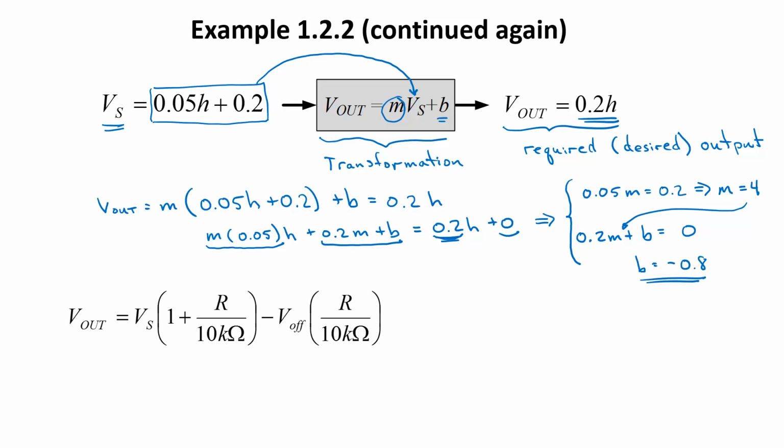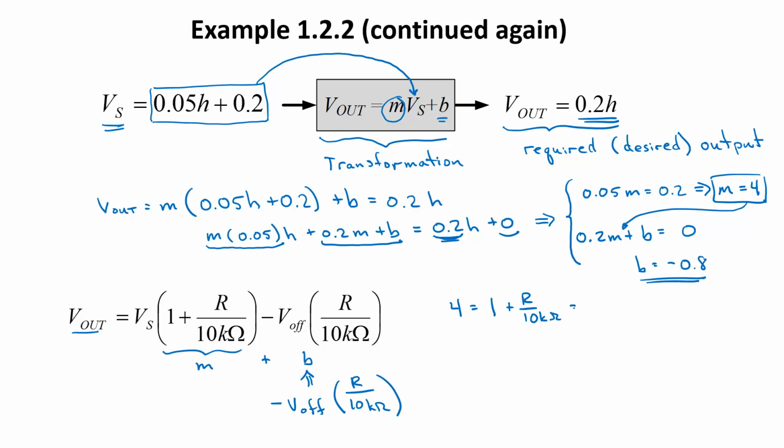Now we can look at the actual relationship implemented by the circuit itself. So V out is equal to M times V sub s plus B, where B is going to be negative VOFF times R over 10 kiloohms. From this expression up here, M is equal to 4, so 4 is equal to 1 plus R over 10 kiloohms, which gives R is equal to 30 kiloohms again.